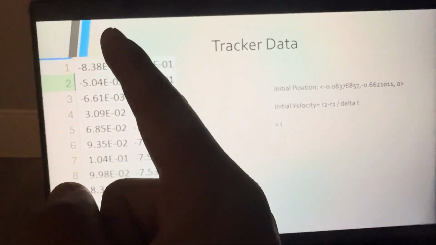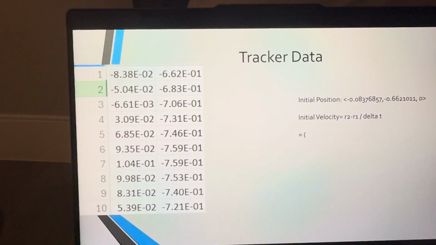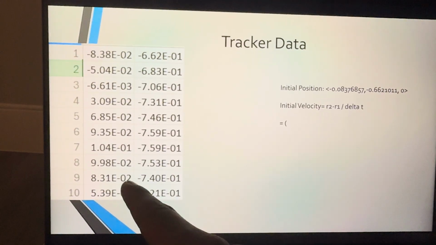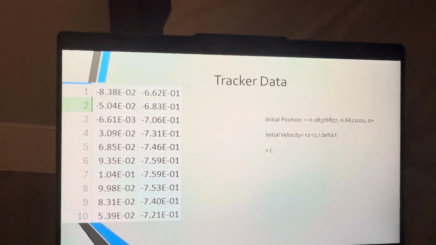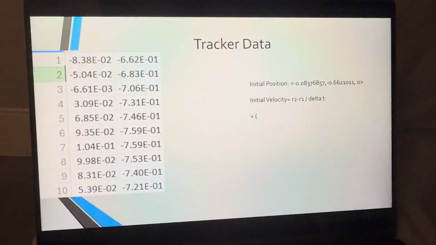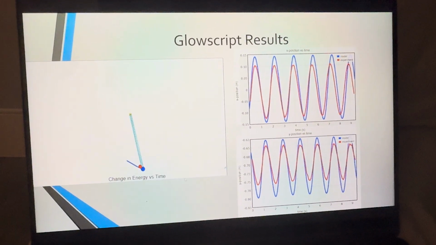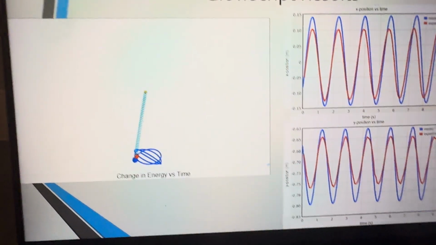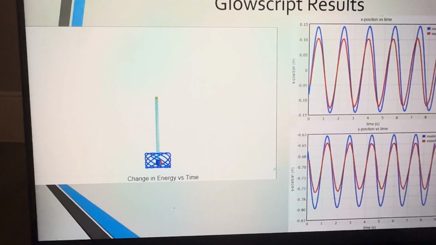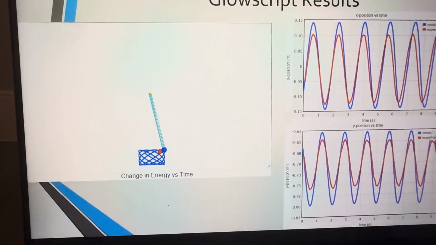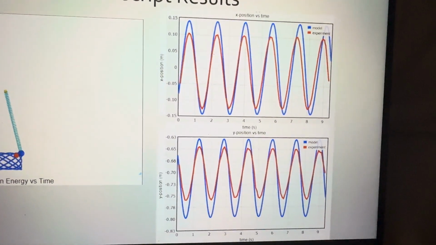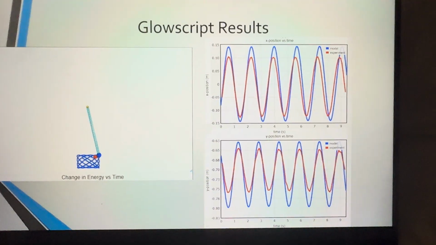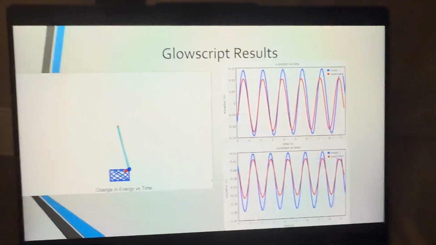Here's some tracker data. Here is the x column, and here's the y column. And again, these were the initial positions, and I got the initial velocities by using one of these two and subtracting it from one of the first ones, and dividing it by the time it took. Here's some of the GlowScript results. So the model is in blue and the experiment is in red. As we can see, the model is following really close behind the experiment, but just not quite yet. This shows that the model and experiment both have deviating values towards the end, but although they do, they also show that the total change in energy was 0.